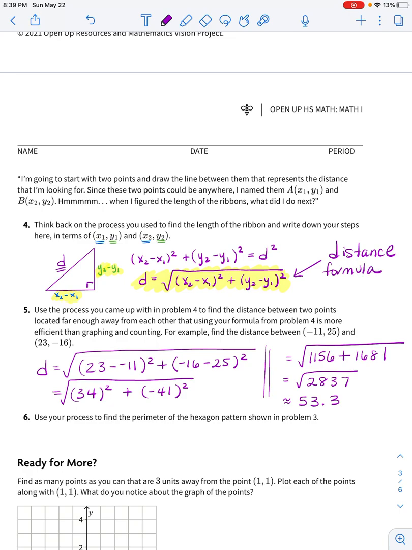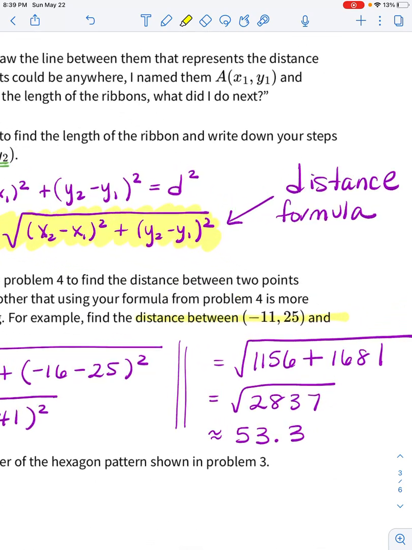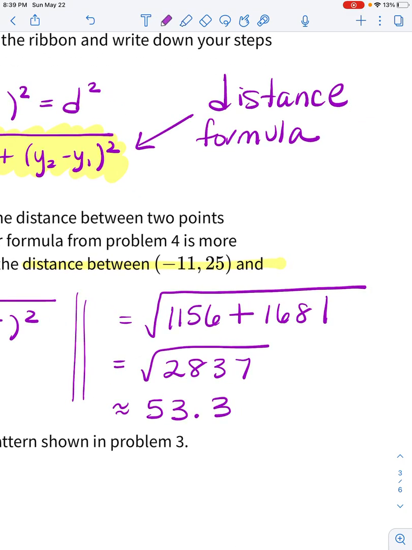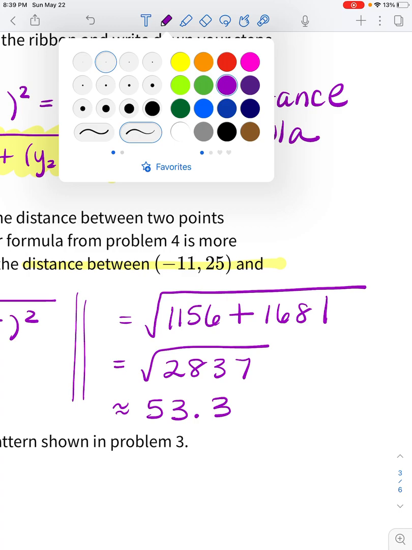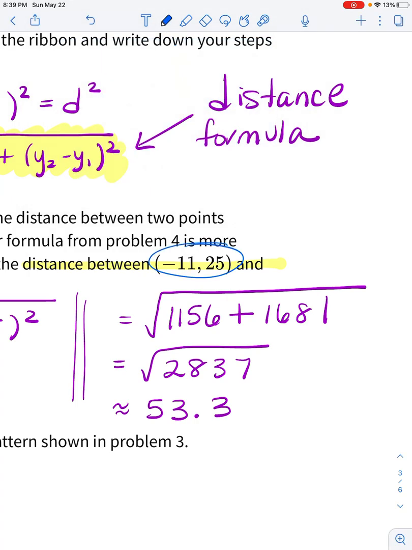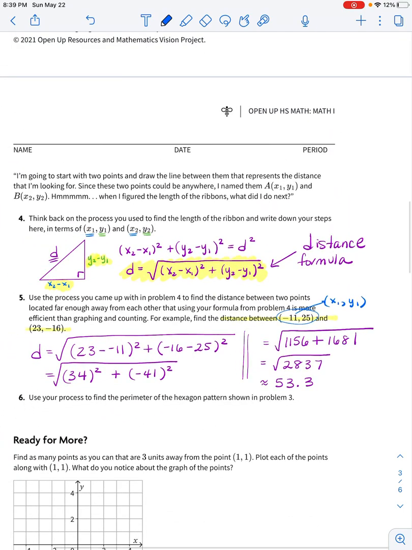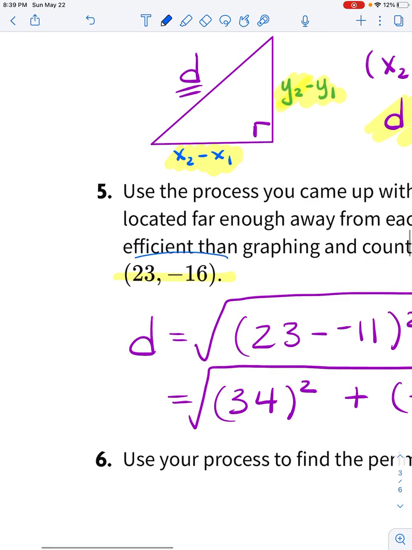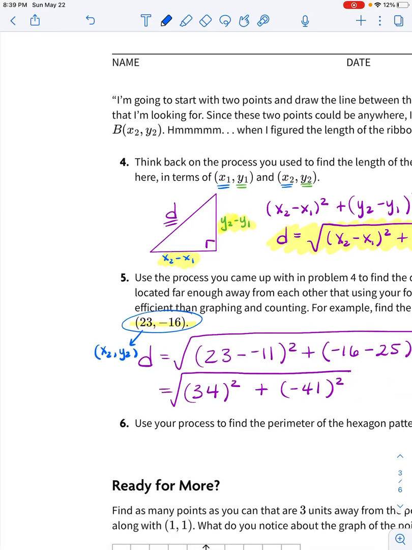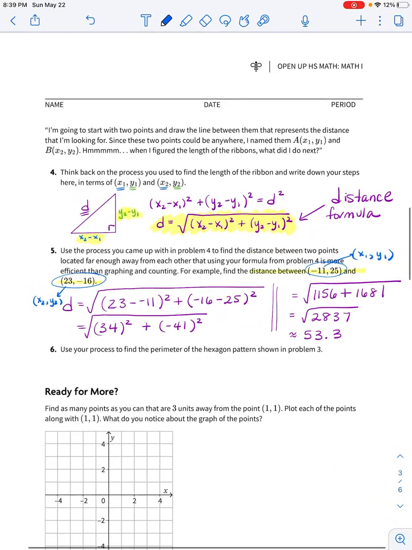So let's label that as the distance formula. And we'll use it here to find the distance between the 2 points, negative 11, 25 and 23, negative 16. So all you want to do here, folks, is just keep in mind, for that first point, negative 11, that's my x1, 25, that's my y1. And then the second one over here, 23, negative 16, that's my x2 and y2. Okay, toss those into the distance formula.